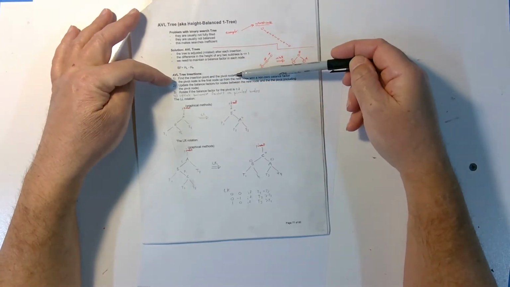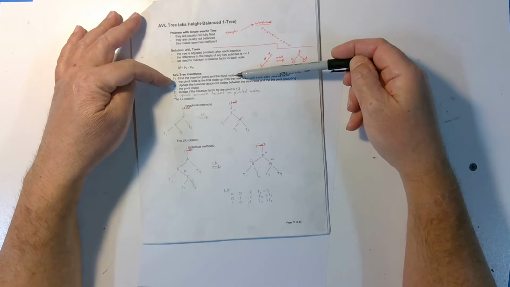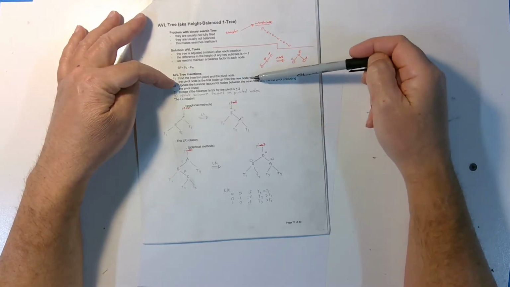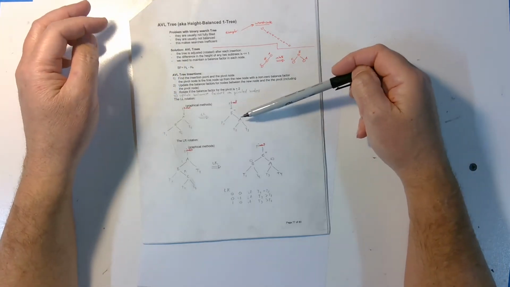Okay, here's the rules. So first thing you do is you find the insertion point. That is, you insert the new node. And then you backtrack up from the insertion point where you put the new node, and you find the pivot node. So the pivot node is the first node up from the new node with a non-zero balance factor. So you have to keep track of these balance factors on every node.